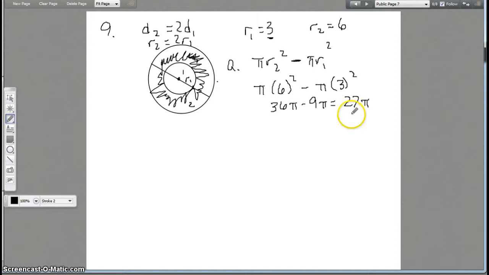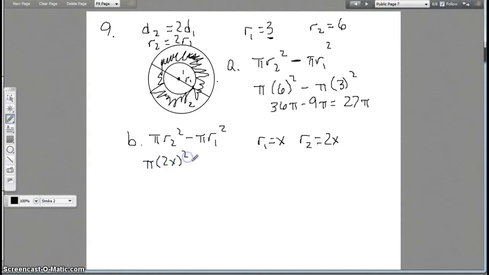Then it says, what if the radius of the smaller circle is x? Okay, so we've got something a little different this time for part B. We're still going to use pi r2 squared minus pi r1 squared. But this time, r1 is equal to x, and r2 is equal to 2x. So I'm going to replace my r2 and my r1 with 2x and with x. So we have pi times 2x squared minus pi times x squared. Remember, this 2 gets squared also because 2 is part of the radius.